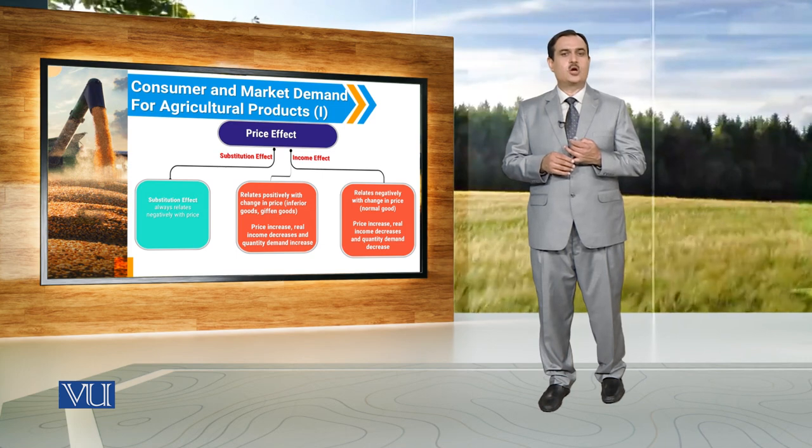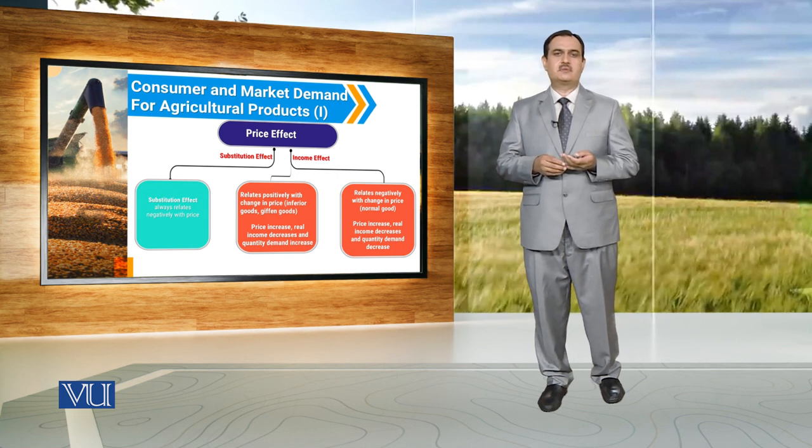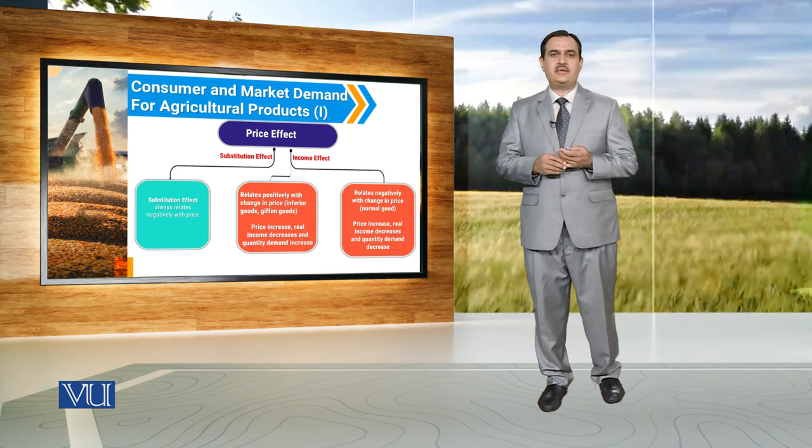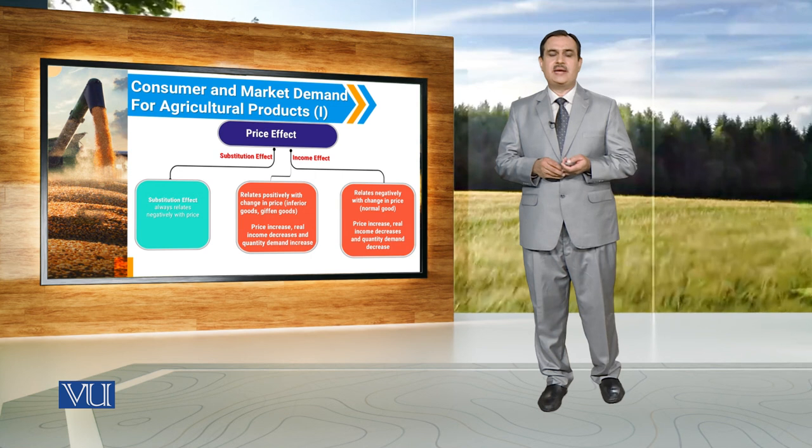If commodity under consideration is a normal good, then it relates negatively with change in price. If price of a commodity decreases, because of that decrease in the price of commodity, there is increase in real income of the household. And because of increase in real income of the household, there is increase in demand for commodity. So there is positive association between real income and quantity demanded for the commodity. But when we make this discussion with reference to inferior goods or Giffen goods, the income effect relates positively with change in price. If price of a commodity increases, real income of household decreases, but quantity demanded will increase.